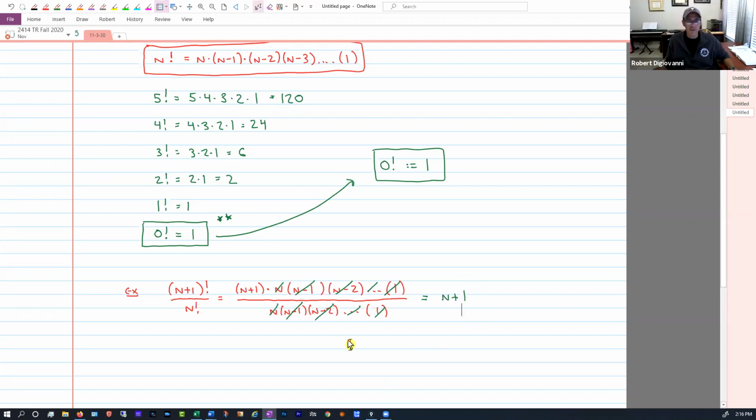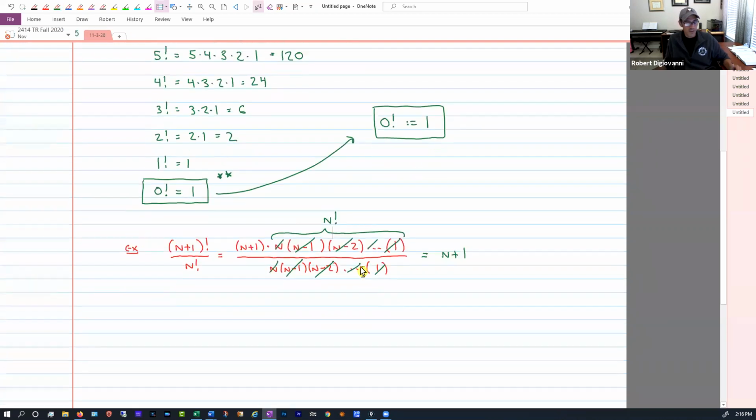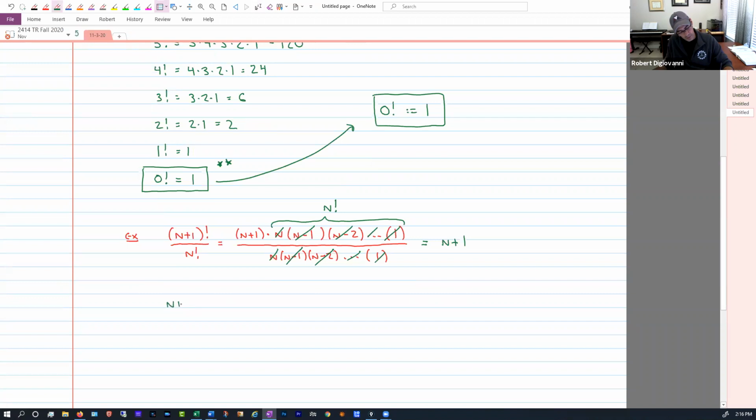So there's another way you can see this. Do you see this n plus 1 factorial when we wrote it all out? Do y'all see that everything from here down was just n factorial? The n times the n minus 1 times the n minus 2. And so what we could have done is rewritten this as n plus 1 times n factorial over n factorial and then killed off the n factorials and got n plus 1. That's the shorter way to do it. Does that make sense?